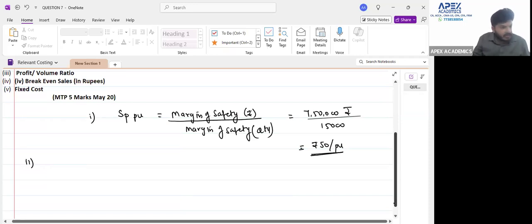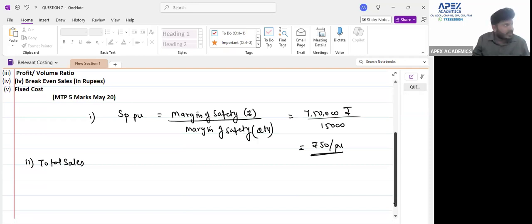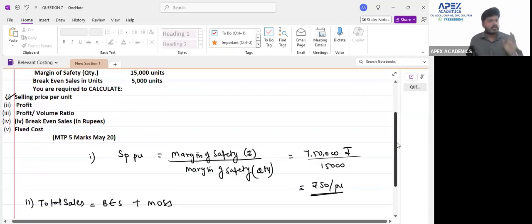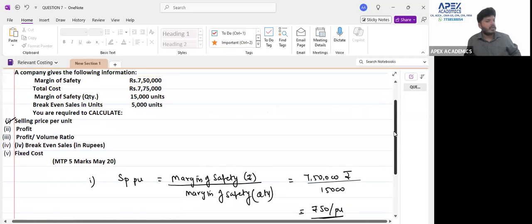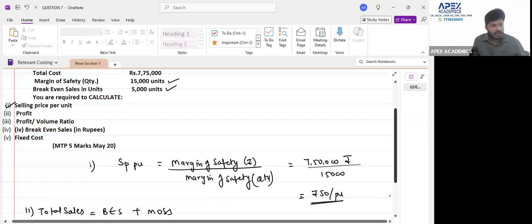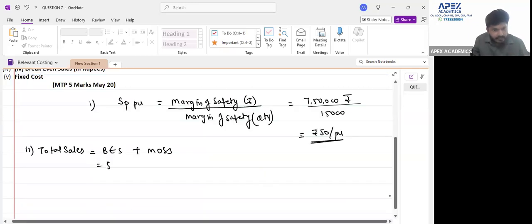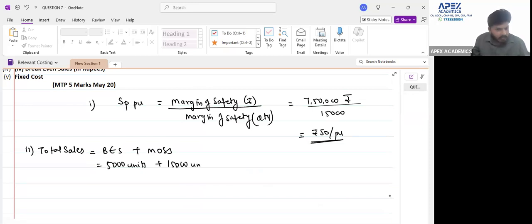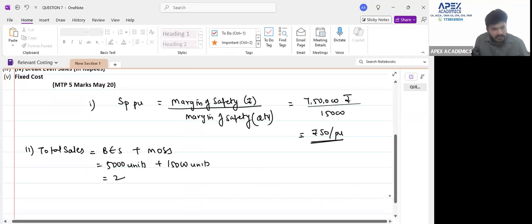But you know one thing. What do you know? You know total sales is equal to break even sales plus margin of safety sales. Yes or no? You tell me that. Break even sales in units, margin of safety sales in units, 5,000 and 15,000. Agreed? Now see how simple this is, okay? What is your total sales in units?